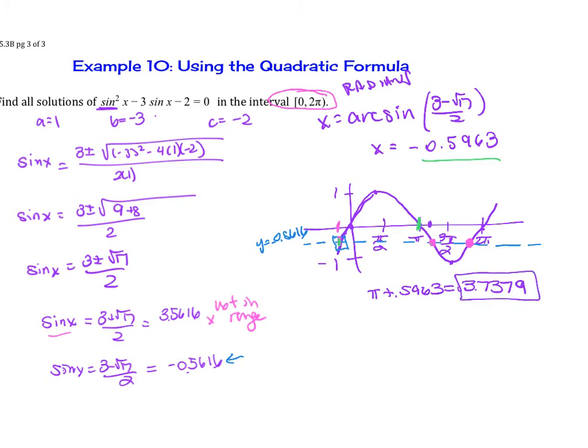Then we have 2 pi, this point right here. If you can see it, this is where it hits the first time, right here. Notice that we go through one full cycle and it hits here. So really we're looking at adding 2 pi to this negative 0.5963, because it's just under the 2 pi. So this is 2 pi plus negative 0.5963, and you would get 5.6869.